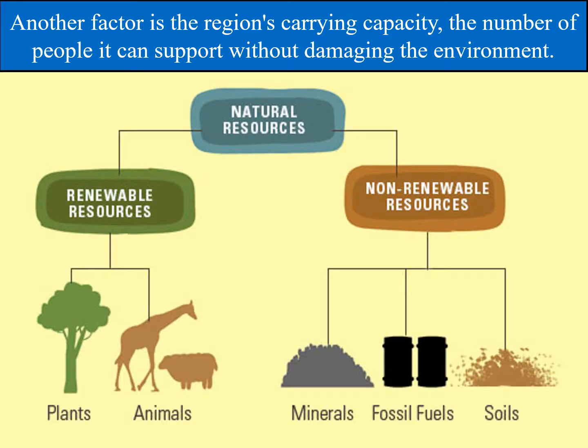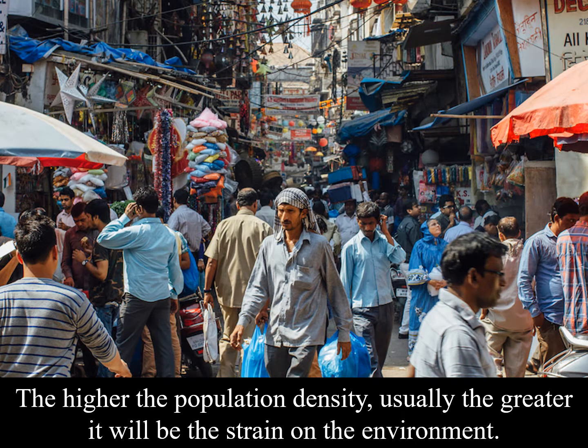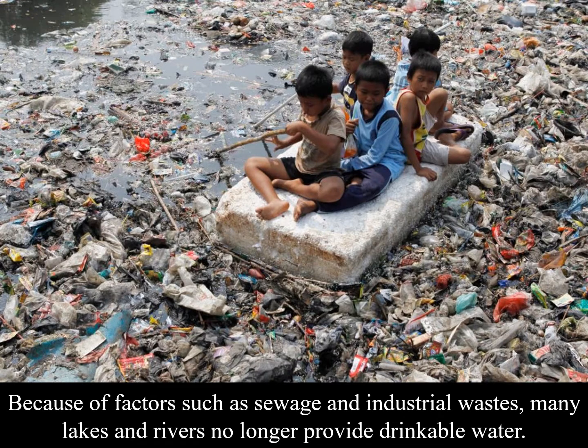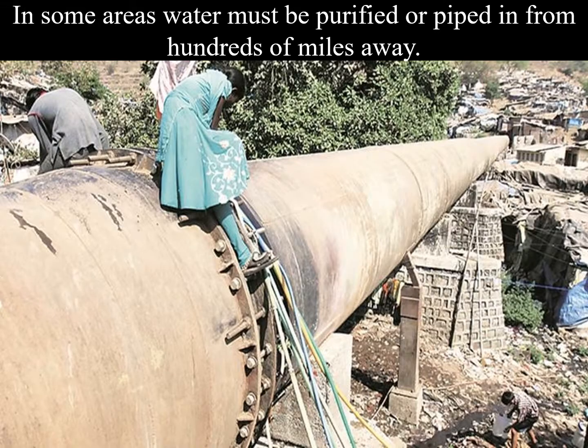Another factor in the region's carrying capacity is the number of people it can support without damaging the environment. The higher the population density, usually the greater the strain on the environment. High population density can result in environmental problems such as pollution or depletion of resources. Because of factors such as sewage and industrial waste, many lakes and rivers no longer provide drinkable water. In some areas, water must be purified or piped in from hundreds of miles away.